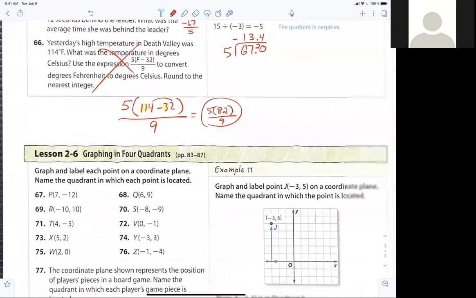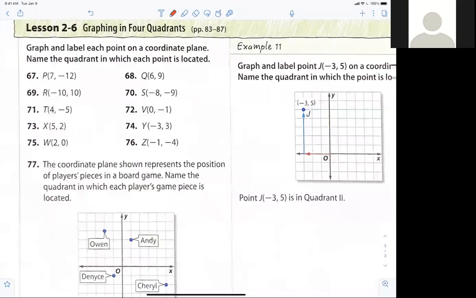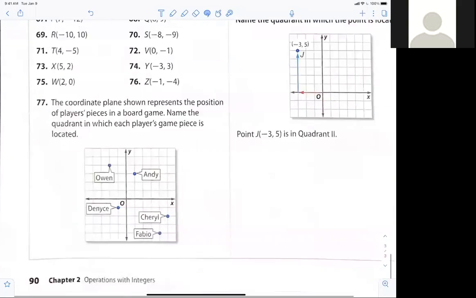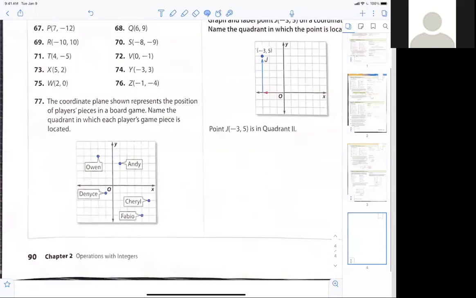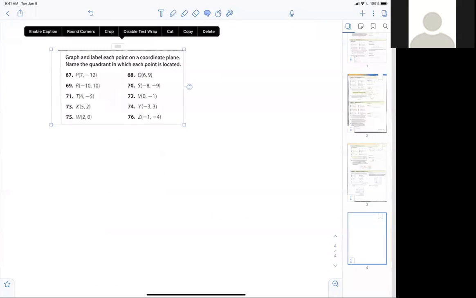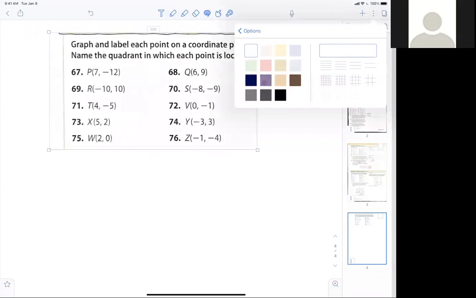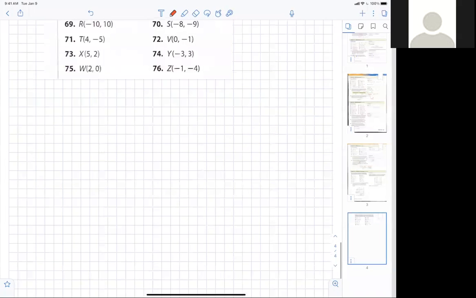Okay, here we go. Now we're graphing some points. All right. So what I need to do is I need to grab this. Right. And we're going to plot these points real quick. All right. So let me add a page. All right. Now I'm going to change it to graph paper. And now I'm going to draw the X and Y axis.